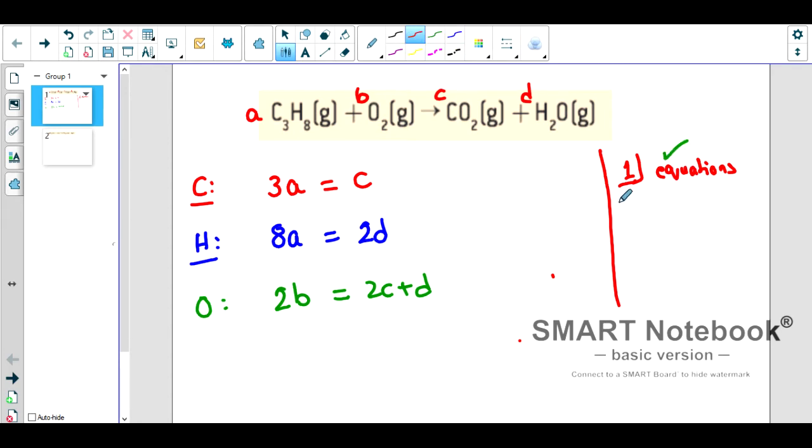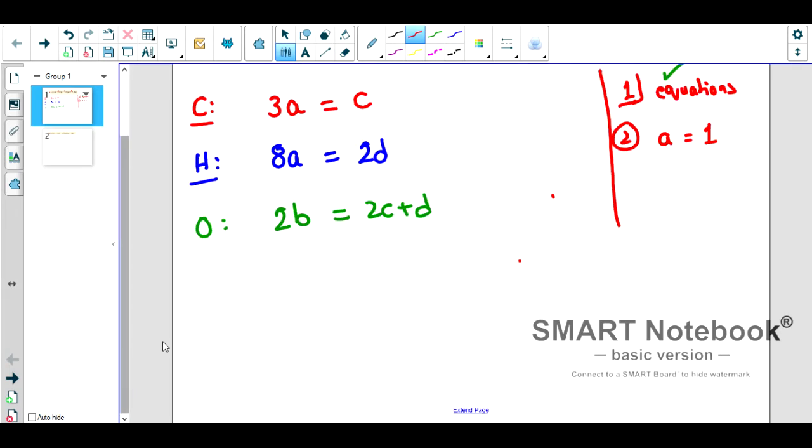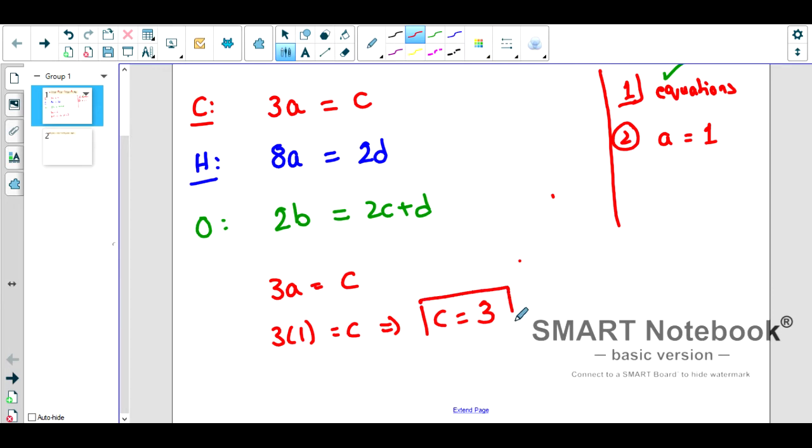Now if we go to step 2, what is step 2? Always you can use the value of a equals 1. Use the value of a equals 1 and find the other values with the help of these equations. Now you can see here, if your a is 1, what will be your c? So 3a equals c. So 3 into 1 equals c. So the value of c will be what? The value of c is 3. So now I have two variables, I have got my a and I have got my c.